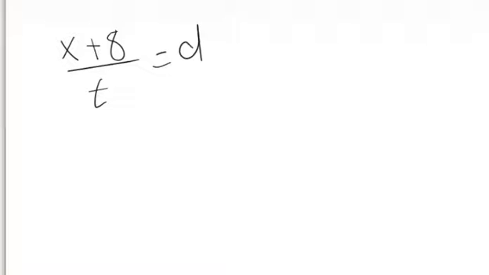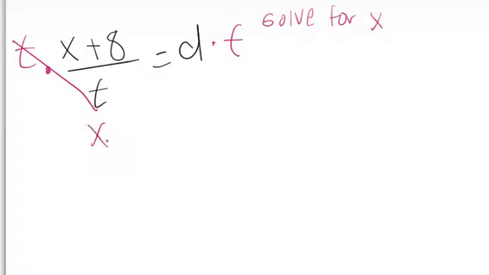All right, this problem wants us to solve for x. So we're going to try and solve for x. To do this, we got to get x alone. Well, I can't get rid of the 8 yet because it's getting divided by t. So to get rid of the t, I need to multiply by t on both sides. And this gives me x plus 8 equals dt.